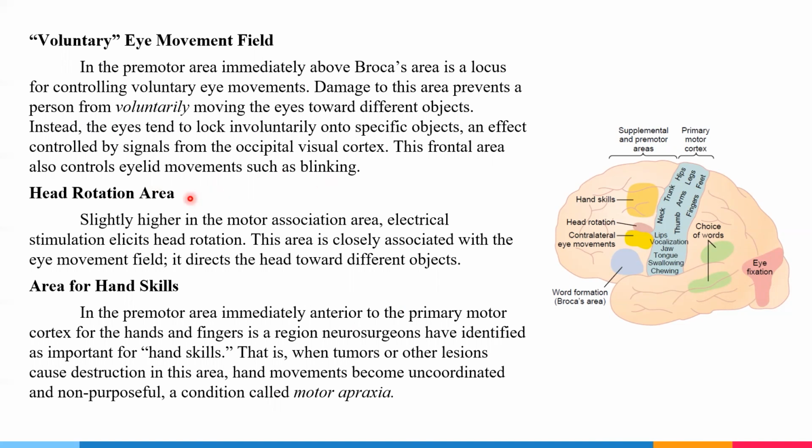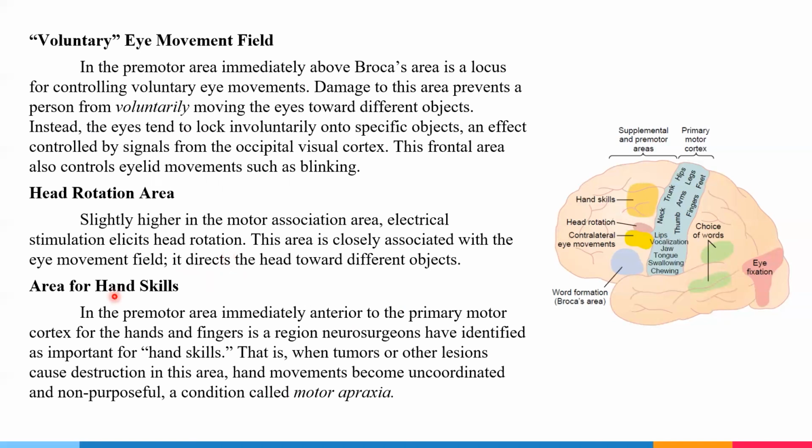Next is the head rotation area, slightly higher in the motor association area. Electrical stimulation elicits head rotation. This area is closely associated with the eye movement field. It directs the head towards different objects. The head rotation area is shown in pink.